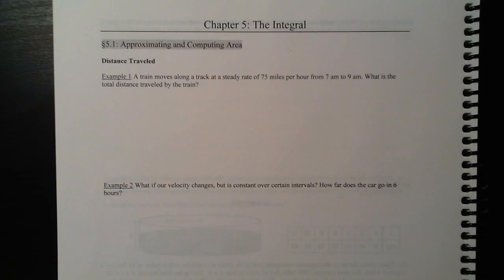Okay, so when we start with chapter 5, we're going to be doing something called approximating area, which we start off with these first examples. These first two examples are going to seem very trivial, and you may not know where we're headed with them, but you will see by the end of example 3.